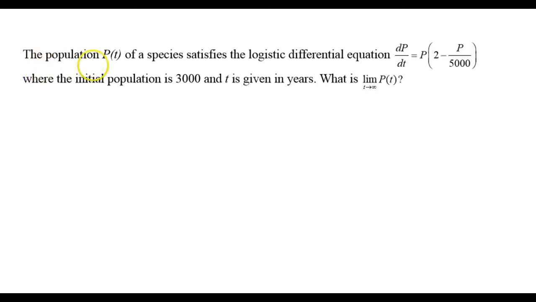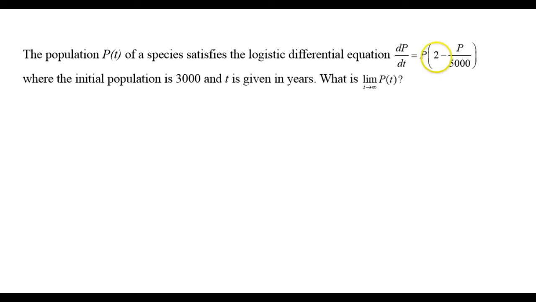For another example, we have the population P of t of a species satisfies the logistic differential equation dP/dt equals P times the quantity 2 minus P over 5,000, where the initial population is 3,000 and t is given in years. What is the limit as t approaches infinity of P of t? In this case, again, we are going to need the carrying capacity. As t approaches positive infinity, what's going to happen to this population? Well, it's going to approach the carrying capacity, which at this point, because it looks so similar, a lot of students might just go ahead and say 5,000, but it is not quite in the correct form yet.